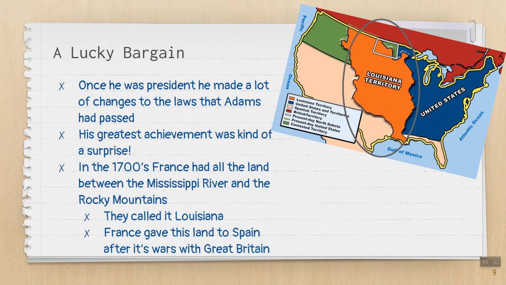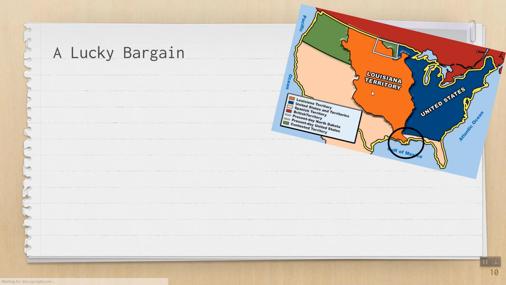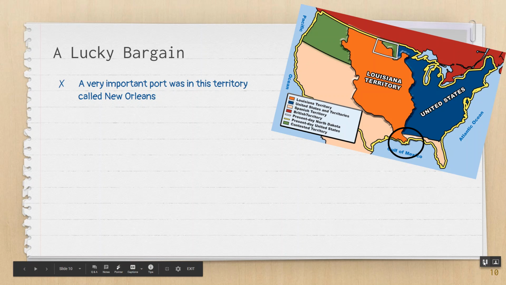France actually ended up giving this land to Spain after it had some wars with Great Britain. So this became part of Spain. And a very important port, an area where ships would take goods across the ocean to other places, was a place called New Orleans. So this very important port was called New Orleans.